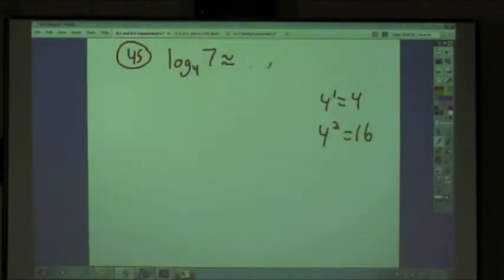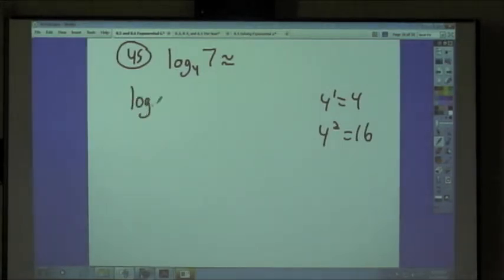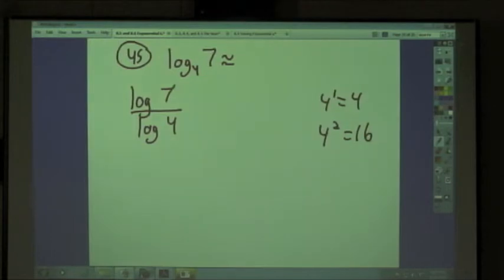So I know it's got to be between 1 and 2, but in order to find the exact answer for this, I use my change of base formula, which says I take the logarithm of 7 divided by the logarithm of 4. Don't get this switched around. The base number is on the bottom.